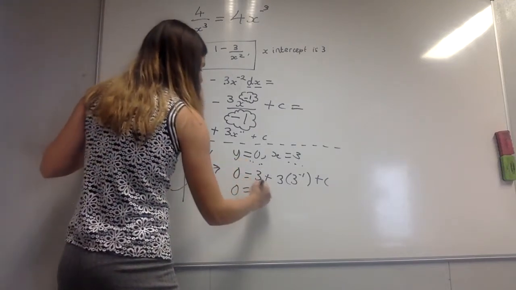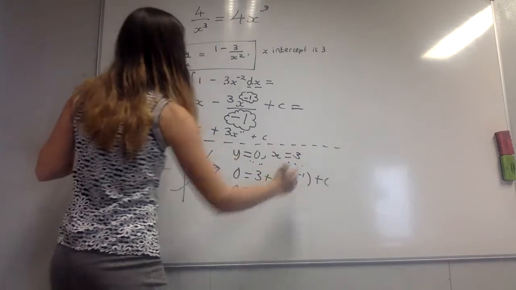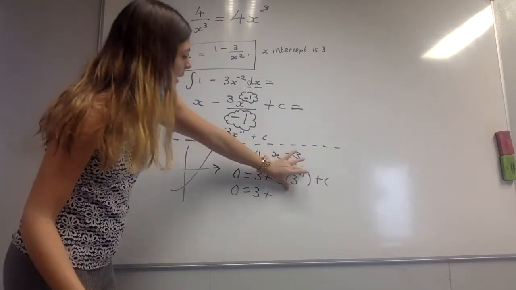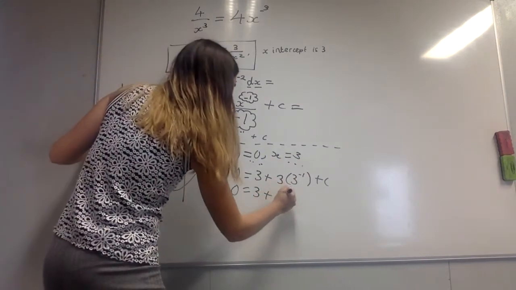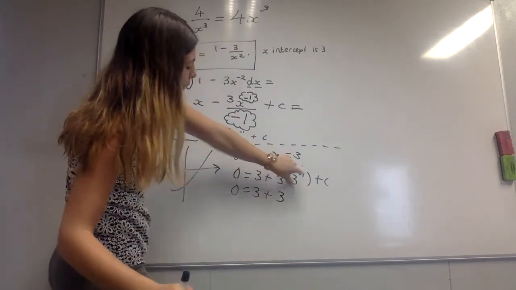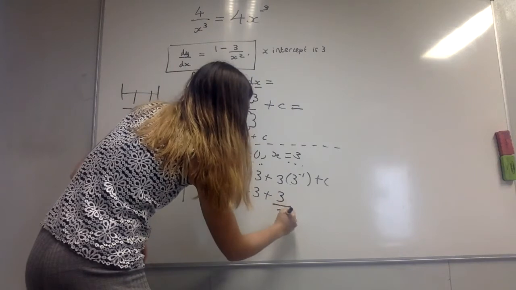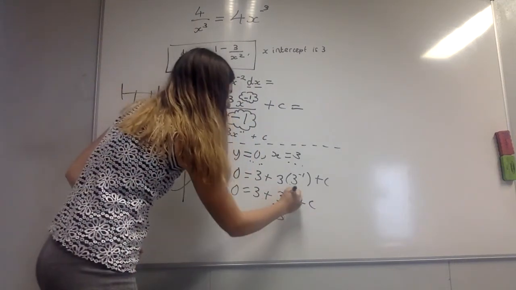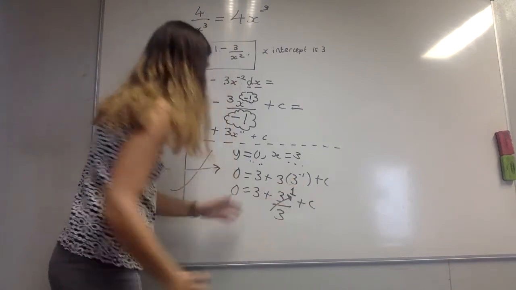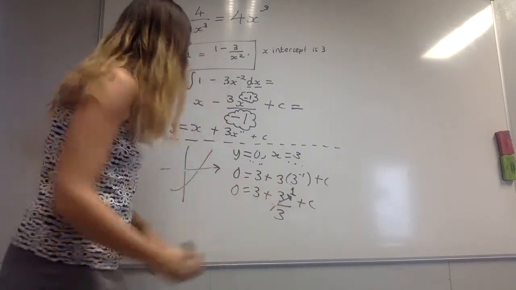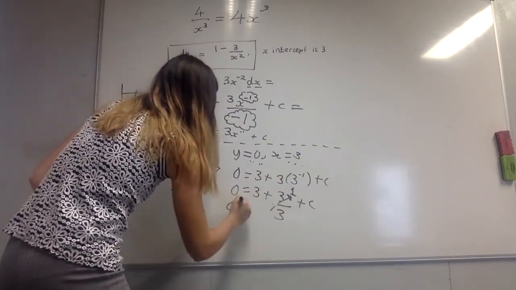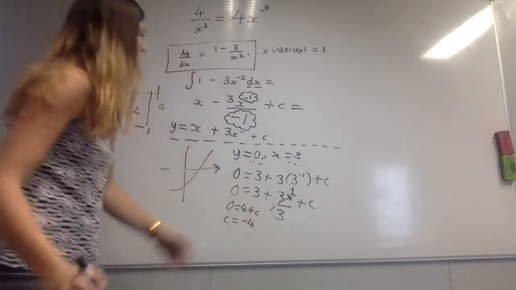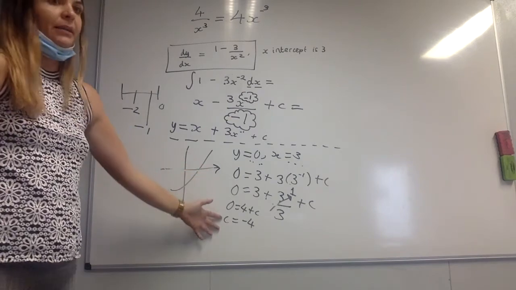0 equals 3. Now 3 to the minus 1, we're going to just reverse this process we did earlier on. 3 to the minus 1 just means 1/3. So we're going to move it from the top of the fraction to the bottom of the fraction. 3 over 3 just becomes 1. Any number over the same number just becomes 1. So 3 plus 1 is 4. So 0 equals 4 plus c. So c is equal to -4. That is our completed question.